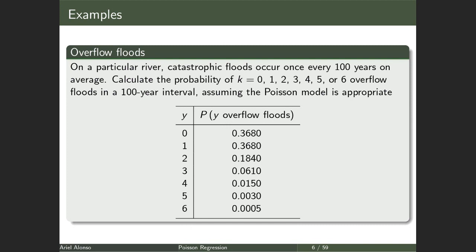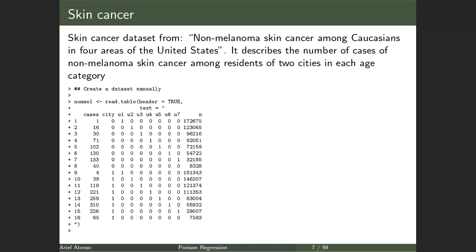As you may expect, on average you have one catastrophic event in one century. Well, what is the chance that you will get no catastrophic event at all in the next 100 years? That is approximately 0.37. The probability that you will get 1 is more or less similar to the one that you will get 0. And of course, this probability starts decreasing when you increase the number of events. So what is the probability that in the next 100 years you will get 6 of these catastrophic events? That probability is extremely small. So this is the type of situation in which the Poisson distribution may be of value.